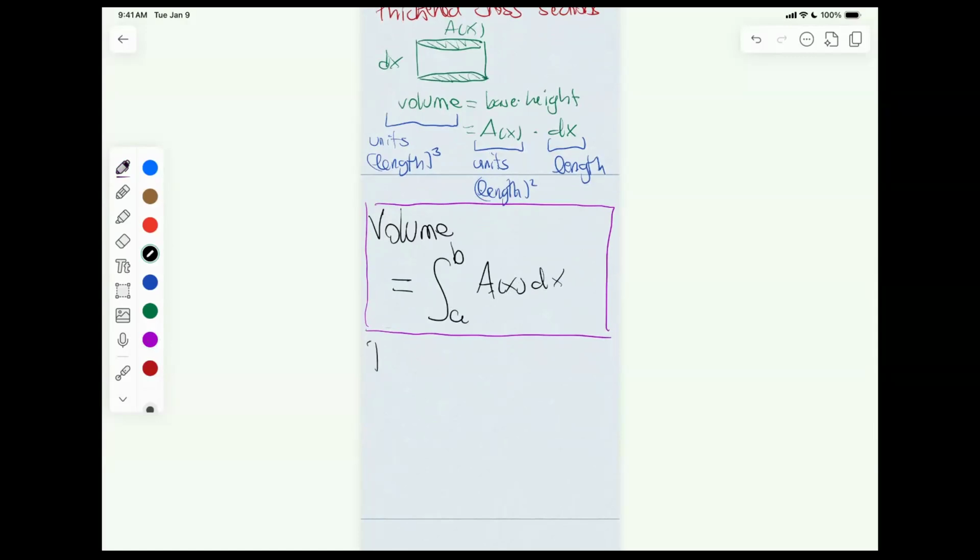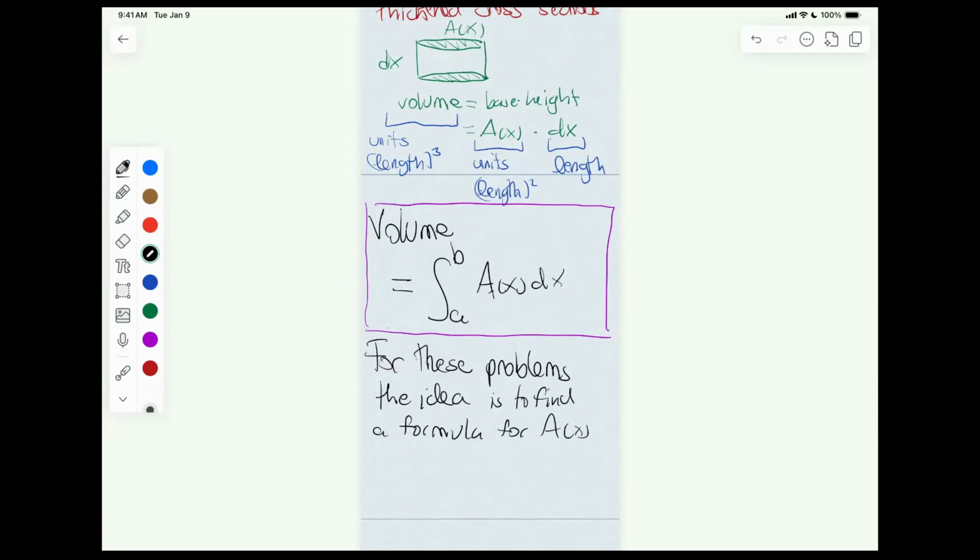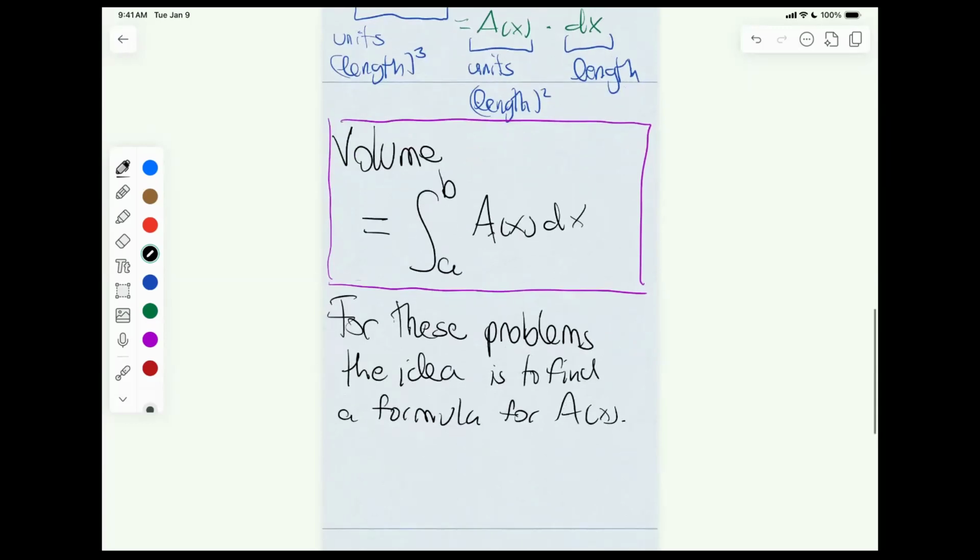So for these problems, the idea is to find a formula for A(x). Usually that will not be given to you. That is where the effort of the problem typically goes, finding A(x). Okay, so yeah, let me show you that with the cone.